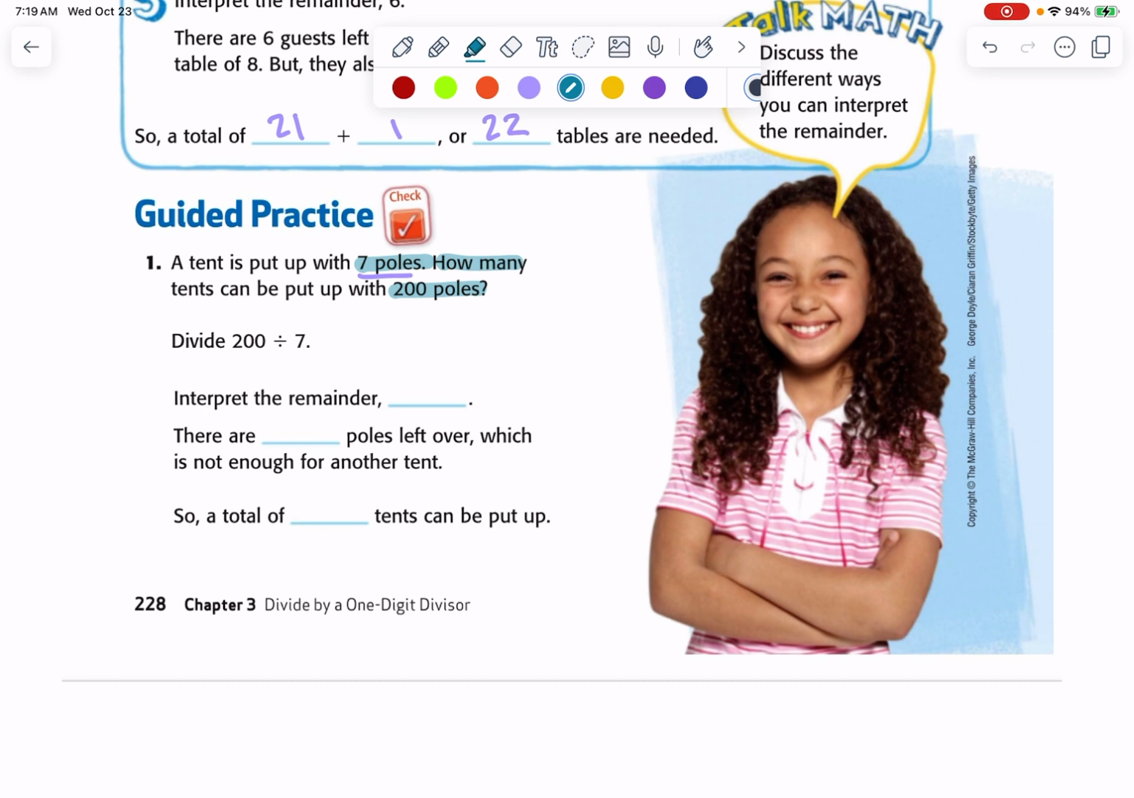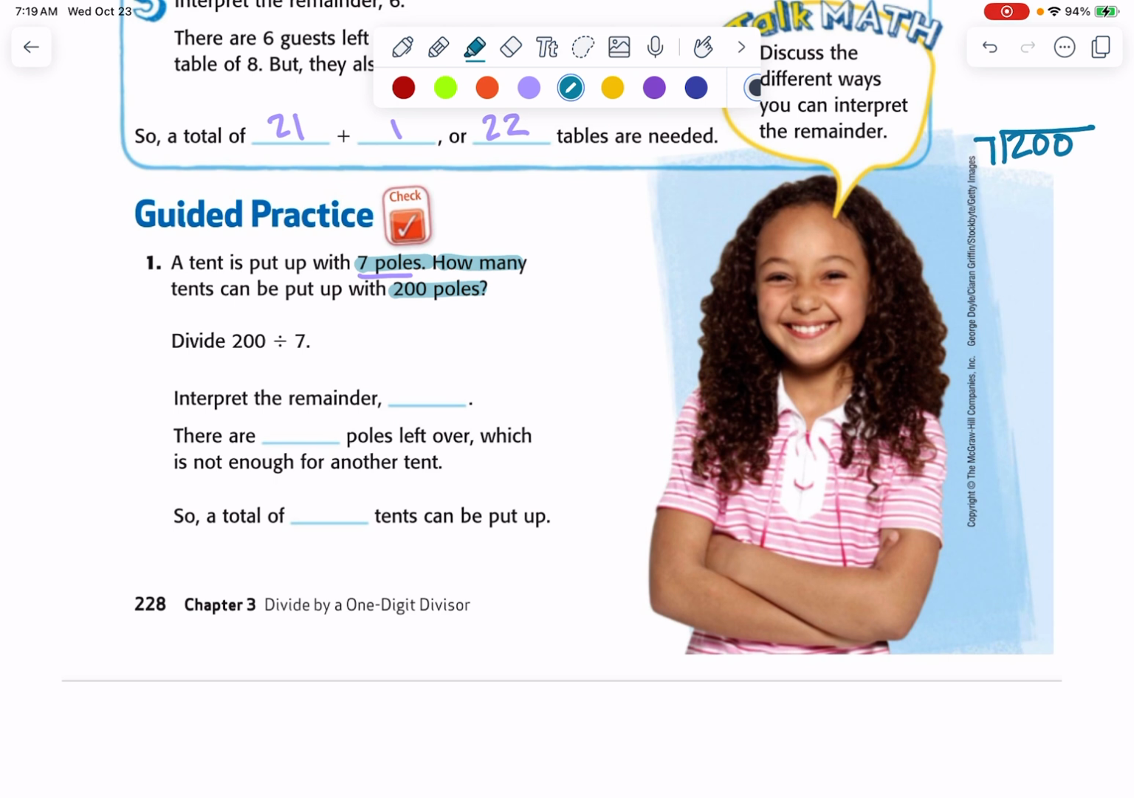Yeah, this time if we have a remainder, we're going to have some extra poles that we save for another time, give away, throw away. I'm not sure what we're going to do with those. But we can't make a tent with less than 7 poles. Not these tents anyway. Okay, so let's first set up our problem. And that's going to be 200 divided by 7. All right?